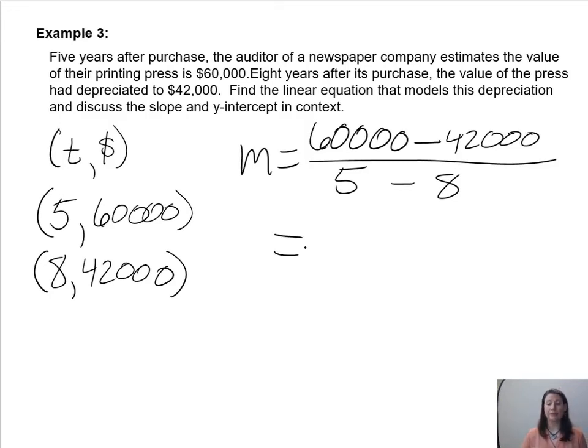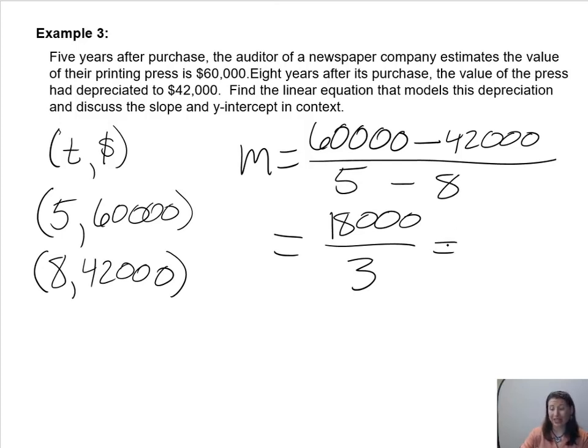All right, 60 minus 42. Thousands stay there, but we can just think about 60 minus 42. So 60 minus 42 is 18. It's still 18,000 though. Then we have 5 minus 8, so that's 3. We can simplify this though. 18 is divisible by 3, so 18 over 3 would be 6, so 6,000 still. I always do piecemeal math like that when I don't have a calculator. So we know our slope, it's 6,000. We know we have a point, right? We have 2 points technically.